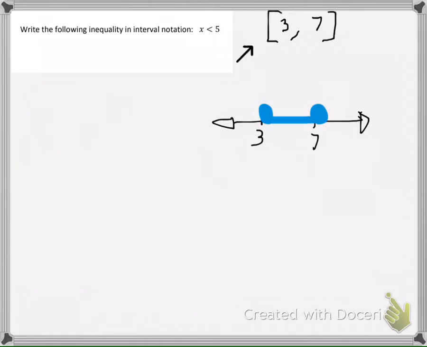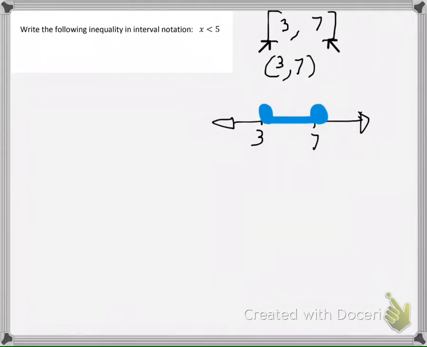Another thing to mention is that the lower number, the smaller number, goes on the left side of the bracket or parenthesis. It's basically a starting point of your interval. And then the number that goes on the right side of the bracket or parenthesis is the ending point of your interval, or the bigger number. Hope that makes sense.